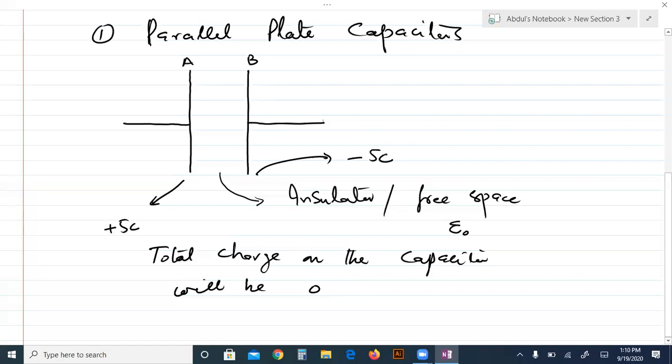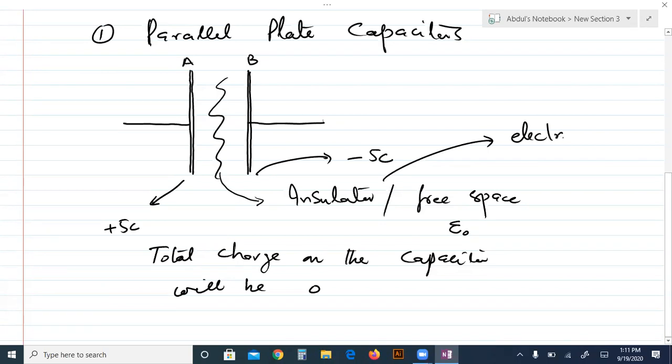So we can't say that the capacitor is a device which stores charges, because when it is uncharged, or when it is charged, the total resultant charge will be 0. So the plates will store charge, one plate positive, other negative, and this insulator will store electric energy. So energy is stored in the insulator, and the charges are stored on the surface of the plate.